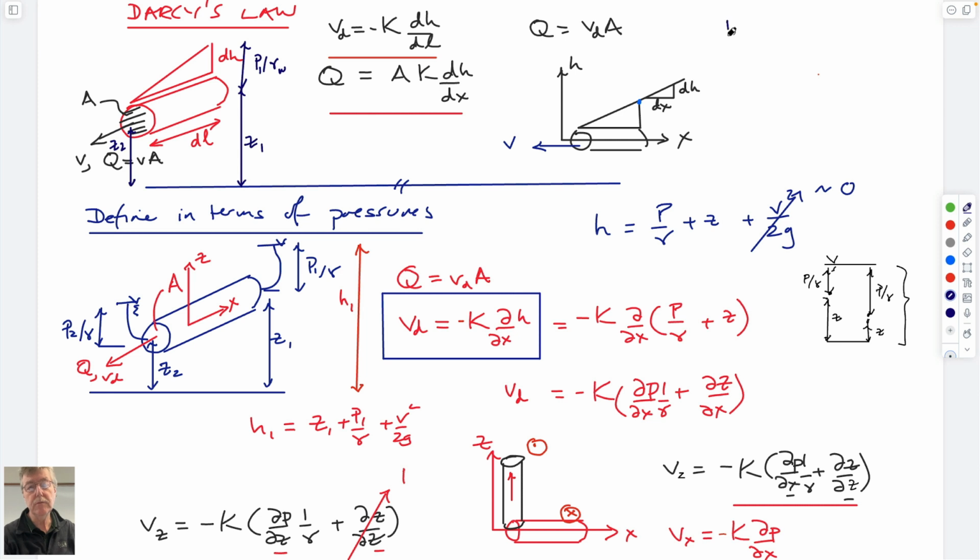And we know that we define head as equal to the elevation plus the pressure head plus the velocity head.